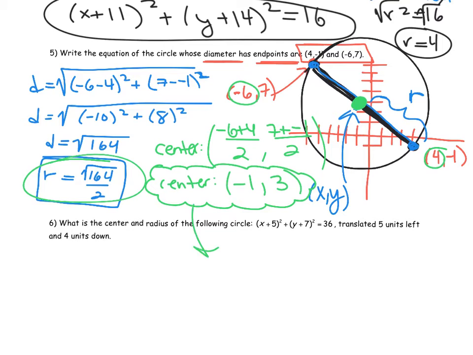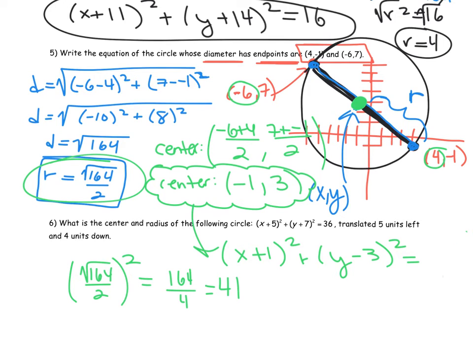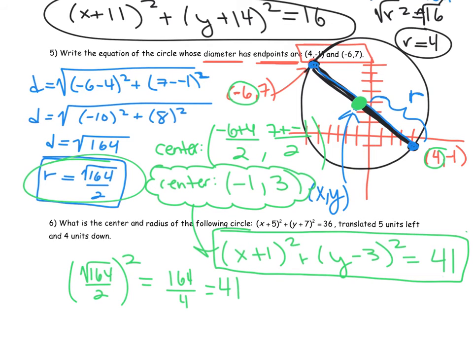So let's write our equation. I'll have (x plus 1) squared plus (y minus 3) squared is equal to the radius squared. So it's that square root of 164 over 2, squared. I'm actually going to simplify that. The square root of 164 over 2, squared, is actually the same thing as 164 over 4. And 164 over 4 is actually 41. So I'm going to replace this with the number 41. And that is our final answer for question 5.